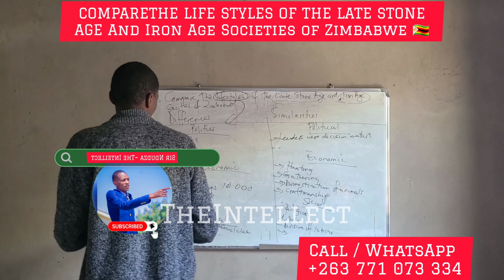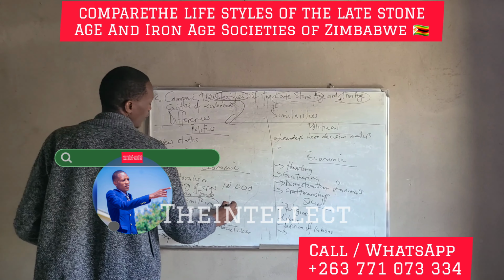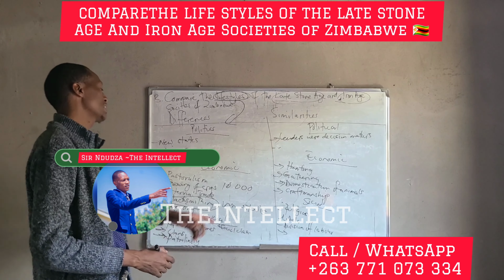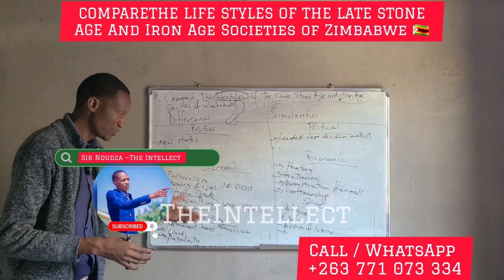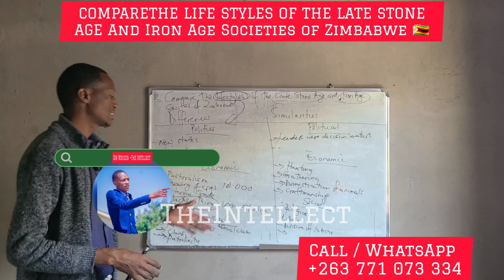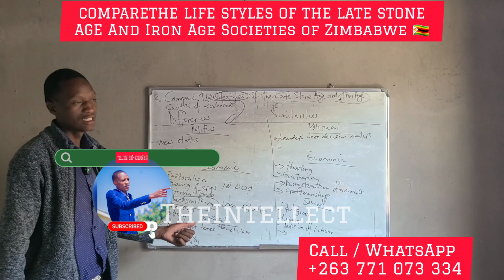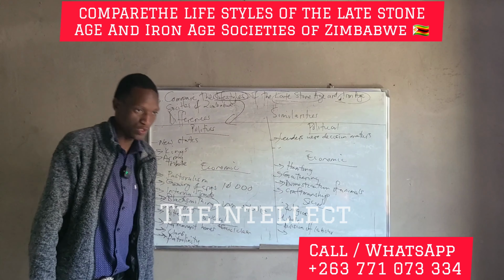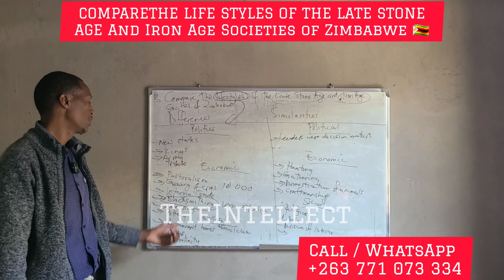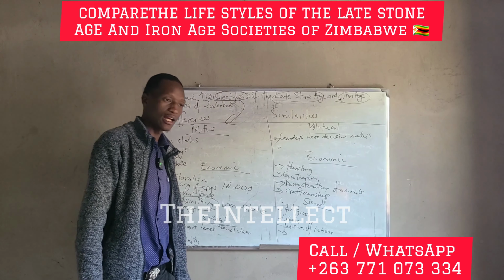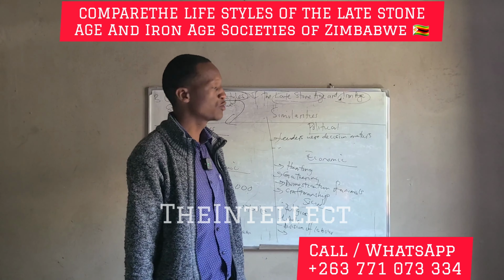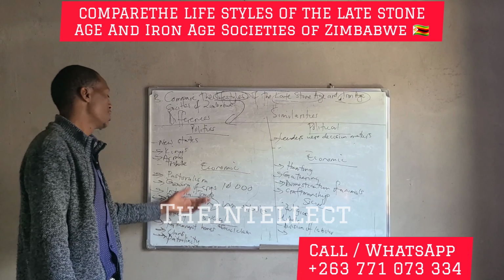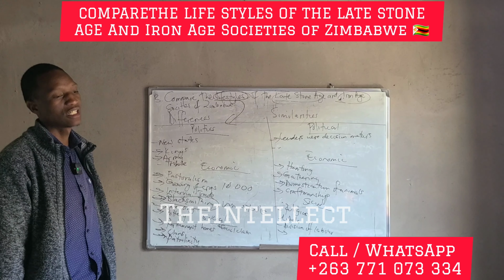Furthermore, there was the introduction of blacksmithing, where iron was transformed into tools by the Iron Age society. Blacksmithing was a form of economic specialization which was taking place in these societies, whereas in the Late Stone Age, stones were transformed into tools. Furthermore, there was the weaving of baskets for various uses, whereas in the Late Stone Age, rather than baskets, they used ostrich eggshells.